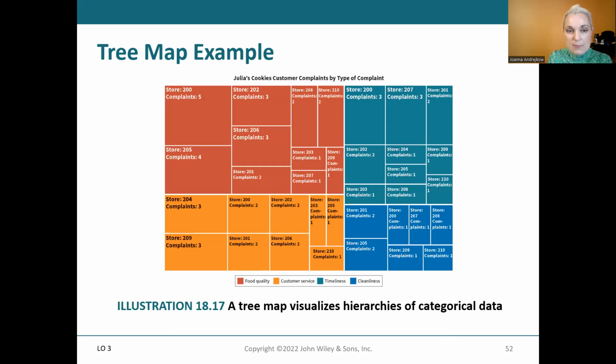Here we have an example of a tree map, and the tree map is looking at different complaints. We have complaints about food quality and the number of stores that had these complaints. Then we have customer service complaints by store. We have timeliness complaints, and we also have cleanliness complaints.